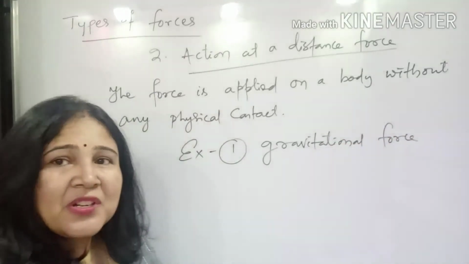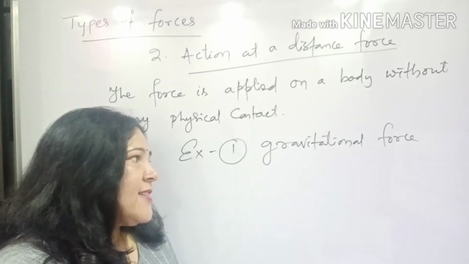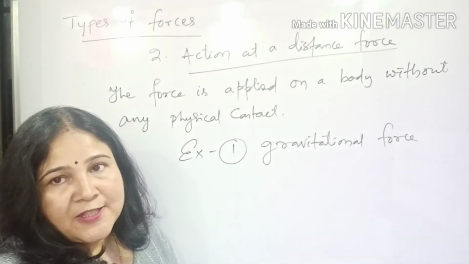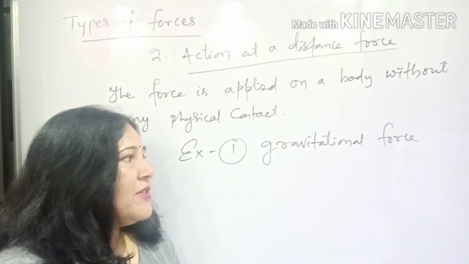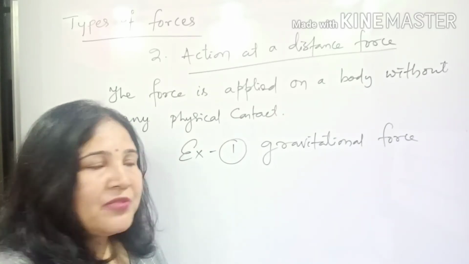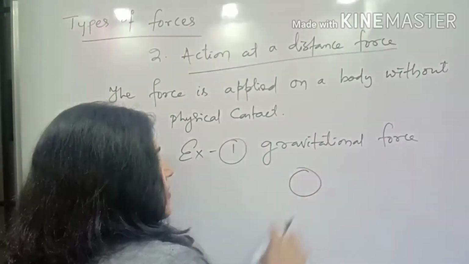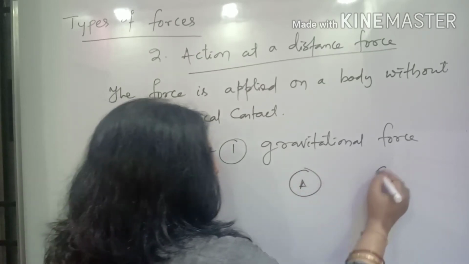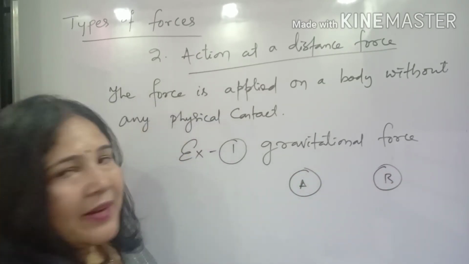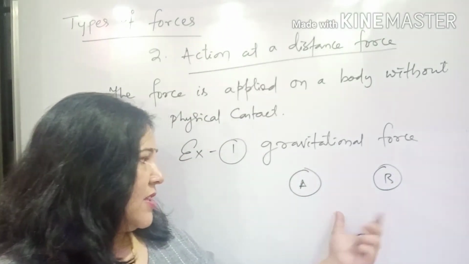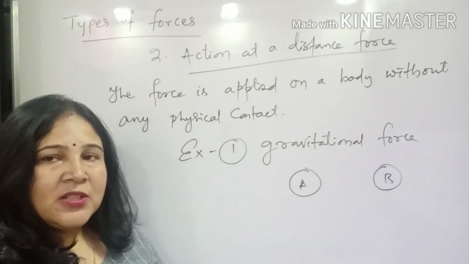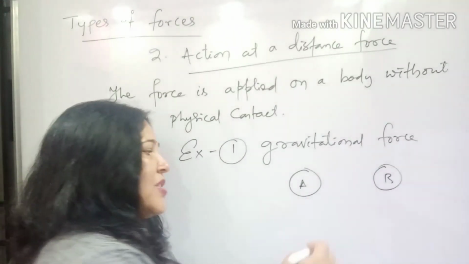What is this gravitational force? This is a force which exists between any two bodies in this universe. You can say gravitational force is a kind of attractive force. Suppose this is a body A and this is another body B. So two objects we have considered, object A and object B. There is always a force of attraction between them.